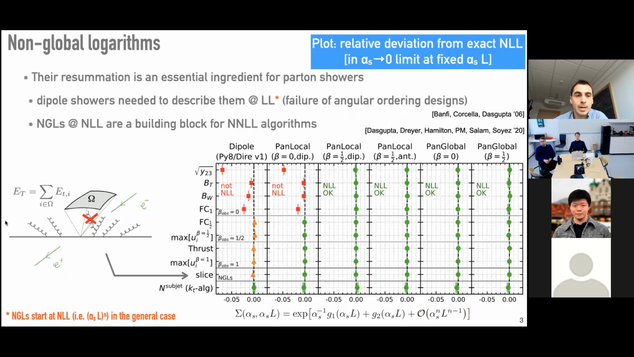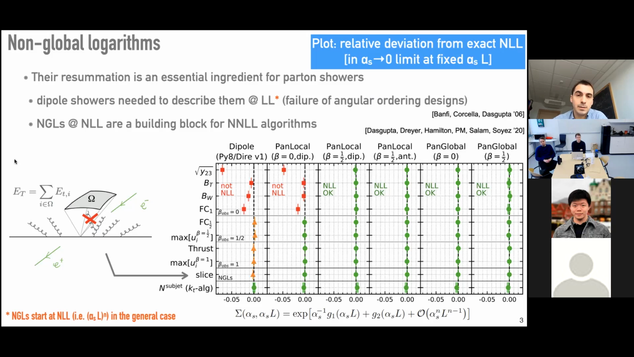A second reason why these are important is the development of parton shower algorithms. In recent years, we've made a lot of progress in understanding how to build next to leading log algorithms. These new algorithms can be tested with very high numerical precision against more analytical resummations.